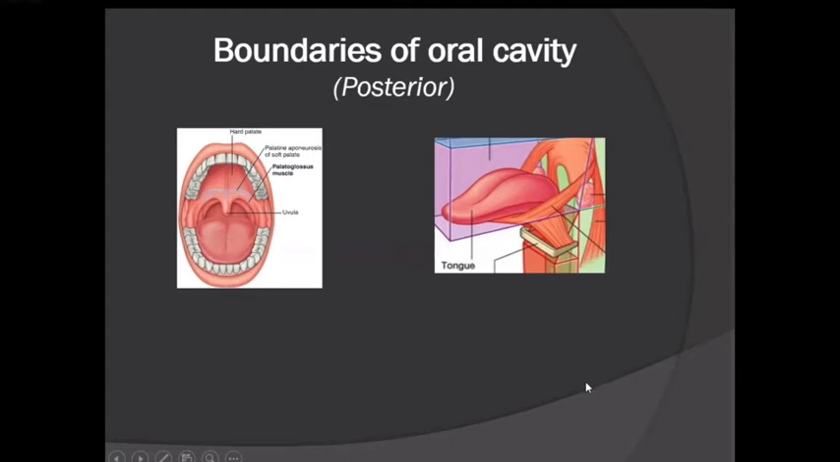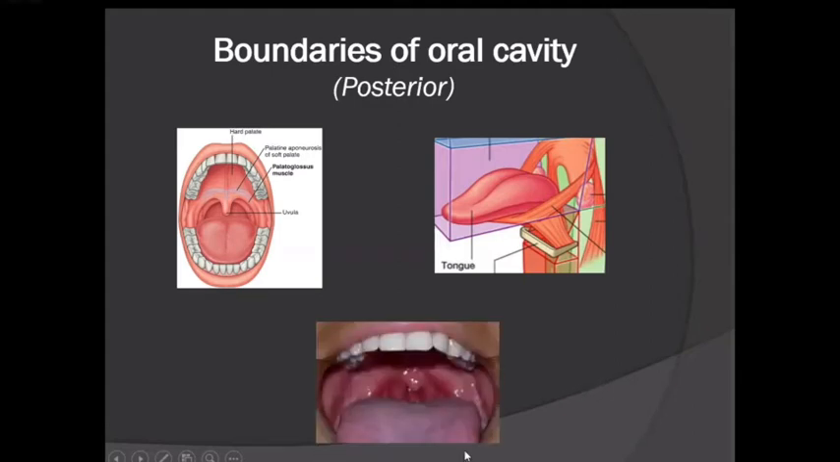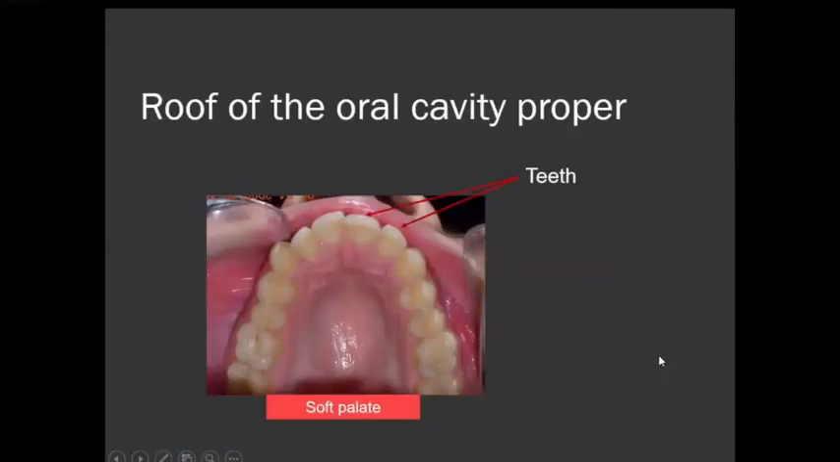If you want to see the same in a more lifelike form, I've got one more diagram for you here. This is the uvula, this is the palatoglossal arch, this is the palatopharyngeal arch, and this is the tonsillar fossa. Same thing here, and this is the tongue. So when you examine your oral cavity from now onward, you will probably focus on these things as well. Now, let's talk about the roof of the oral cavity.